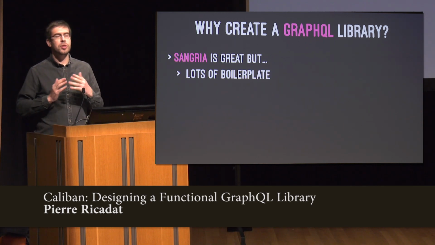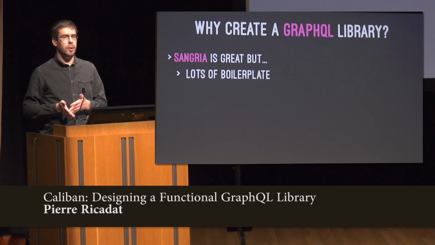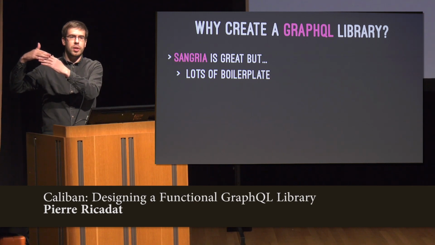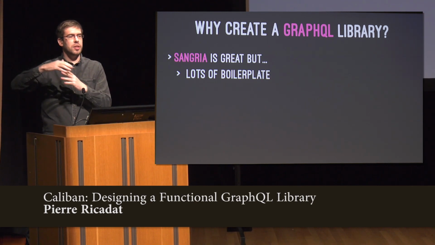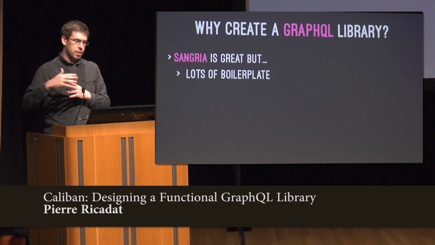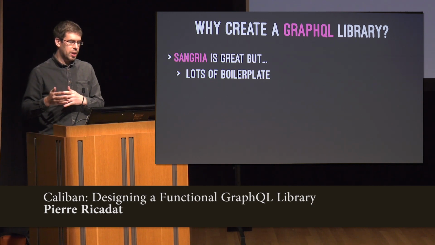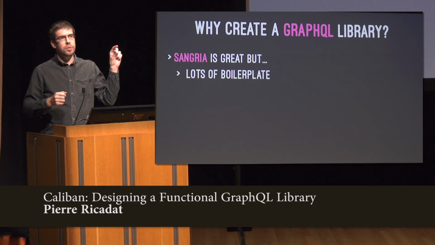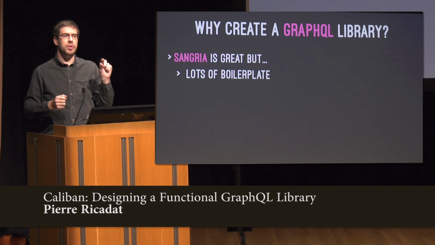The first one is you need to write a lot of boilerplate. If you want to expose a big API and you have a lot of types, a lot of case classes in your API, you need to provide a schema for every single one of your types.